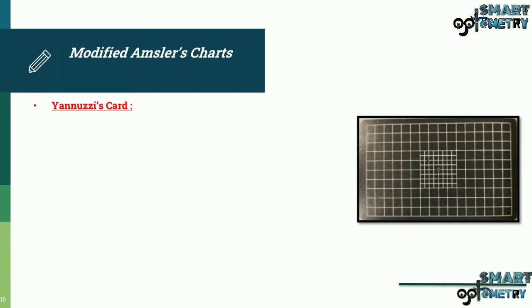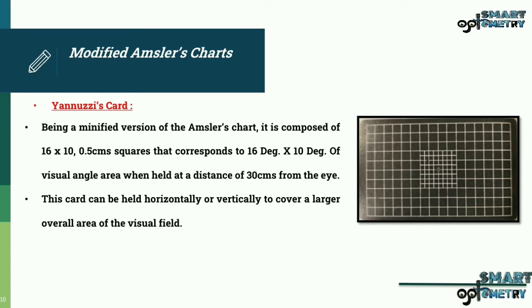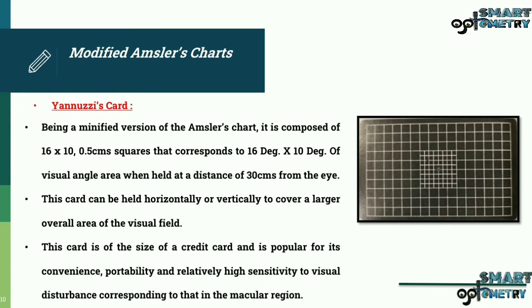Let's look at the modified Amsler's chart. Yannuzzi's card. Being a minified version of the Amsler's chart, it is composed of an area of 16 cm by 10 cm consisting of 0.5 cm squares that correspond to 16 degrees by 10 degrees area of the visual field when held at a distance of 30 cm from the eye. This card can be held horizontally or vertically to cover a larger overall area of the visual field.